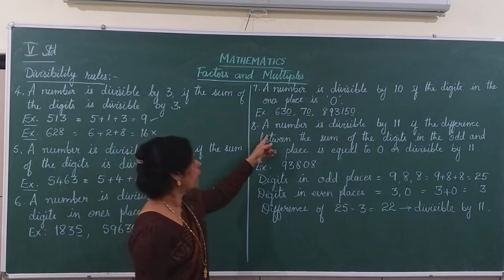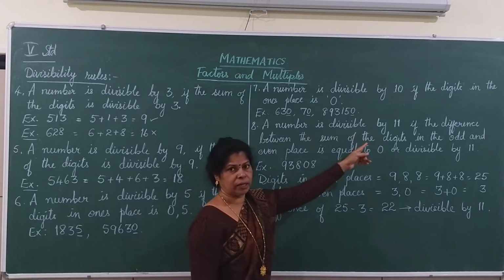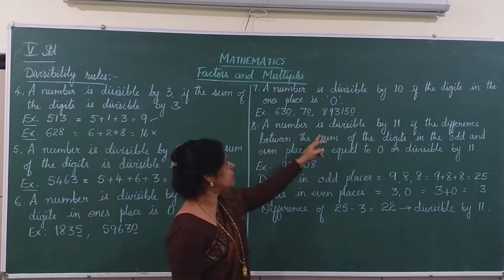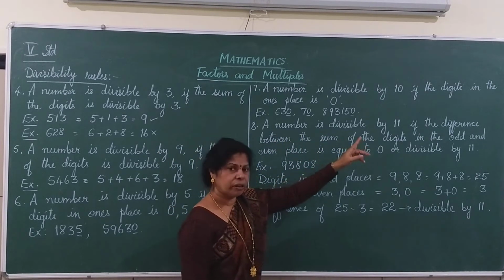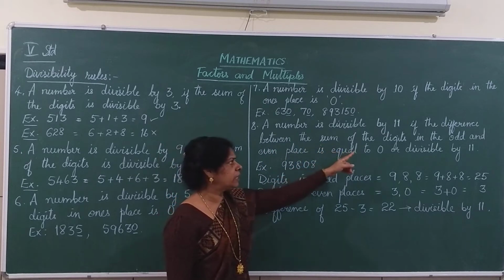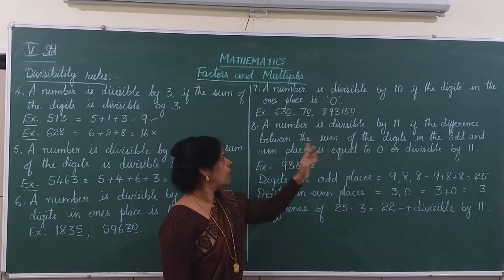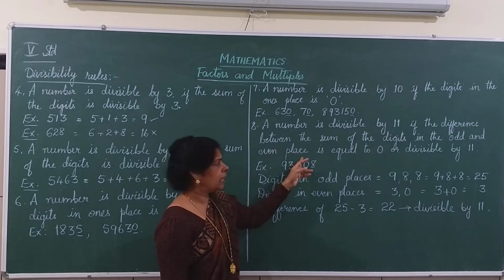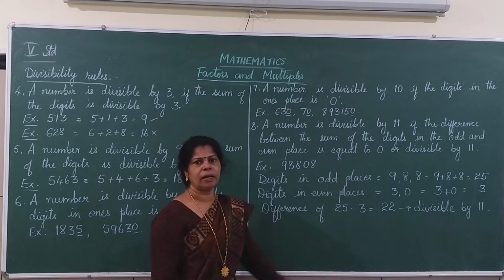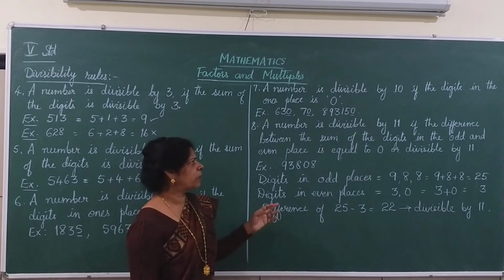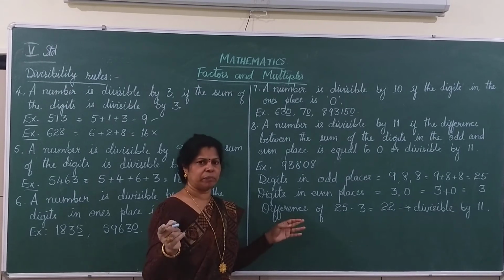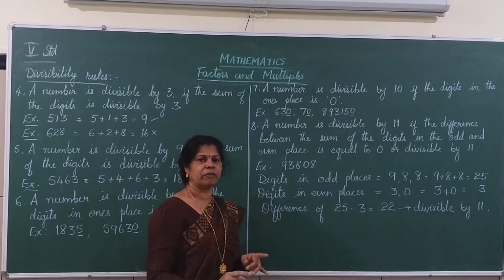Next, a number is divisible by 11. This you have to be very careful. A number is divisible by 11 if the difference between the sum of the digits in the odd and even places is equal to 0 or divisible by 11. When you take the sum of the odd place digits and the even place digits, you are going to find the difference.